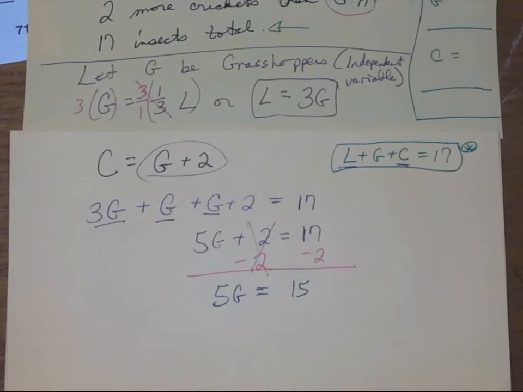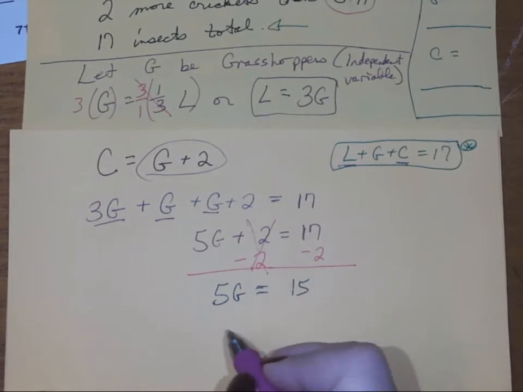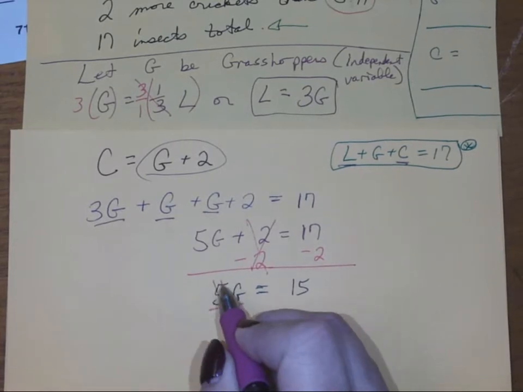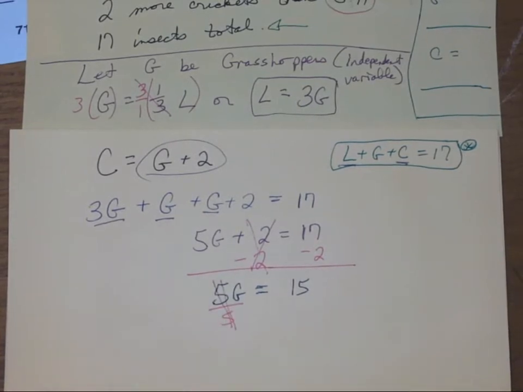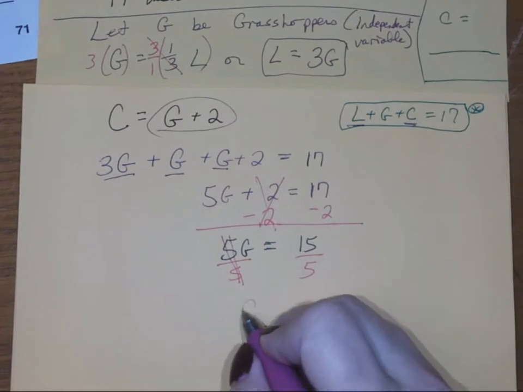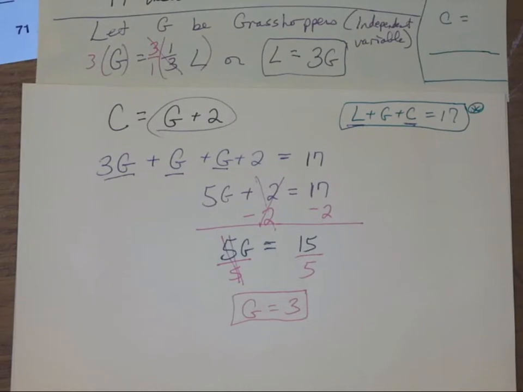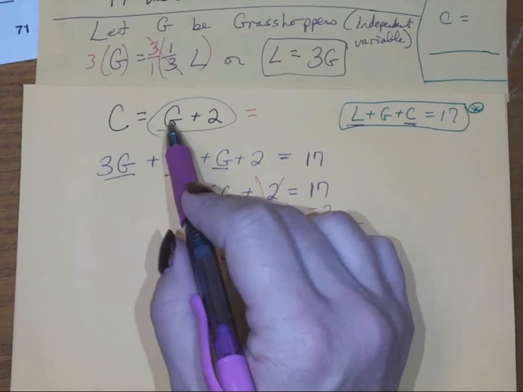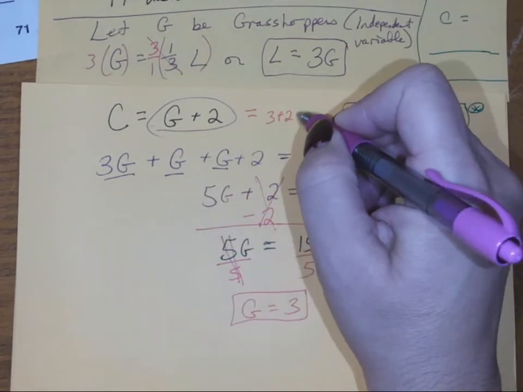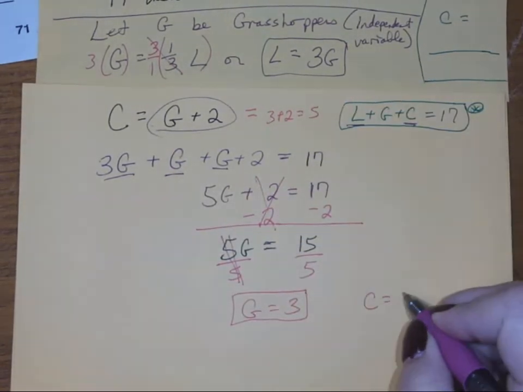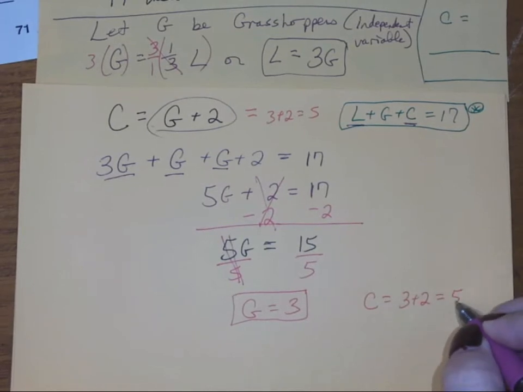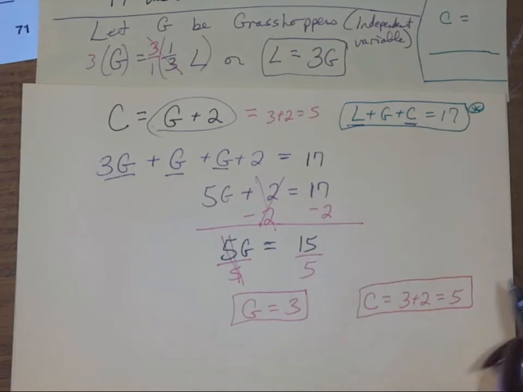And now I say, oh, I've got G times 5, I'm multiplying, so to undo that multiplication, I need to divide by 5. But again, to keep the balance, I need to do that to both sides. So 15 divided by 5 gives me 3. G is 3. Okay. Which means that C is easy to pick up, right? C was G plus 2, so 3 plus 2 is 5. C equals 3 plus 2 equals 5. Got that one. That's pretty easy.